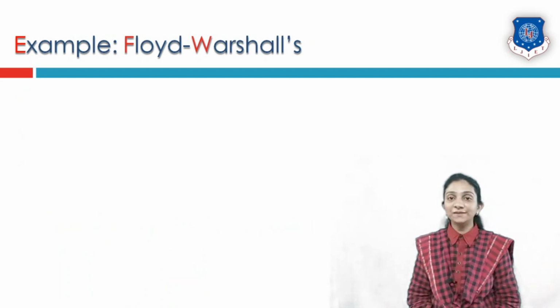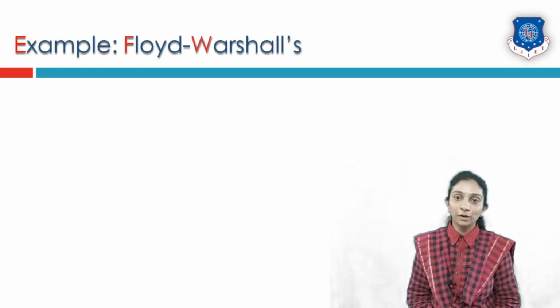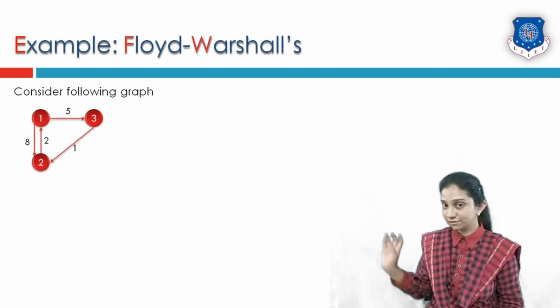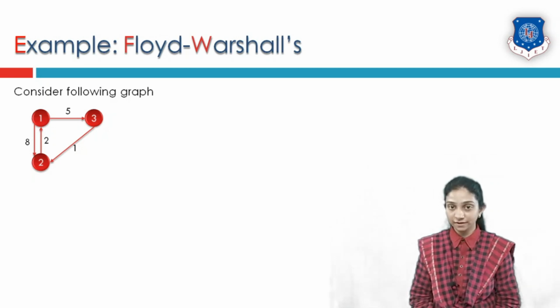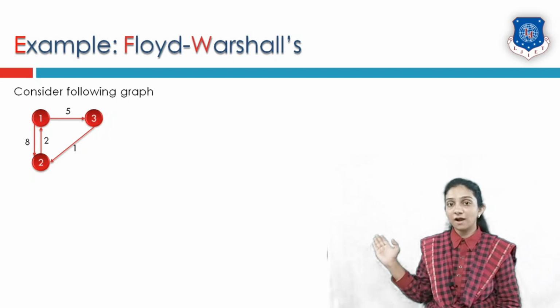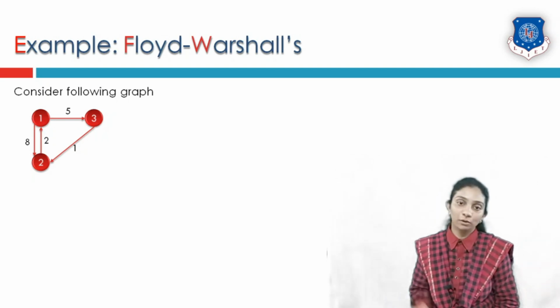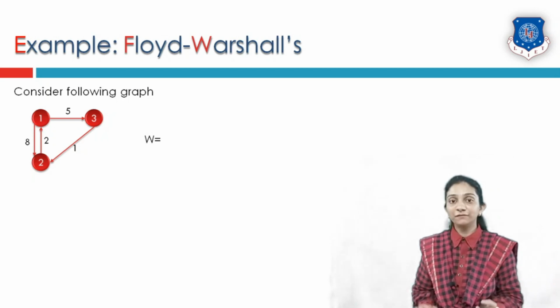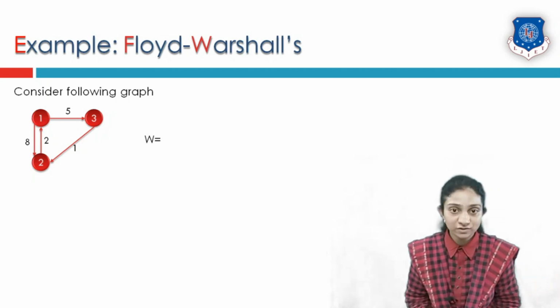So let us quickly see an example of Floyd-Warshall. We are given one graph. A small graph is considered. In this graph there are only 3 vertices. The edges are weighted and they are also directed. Now in this graph we will first create a weight matrix.